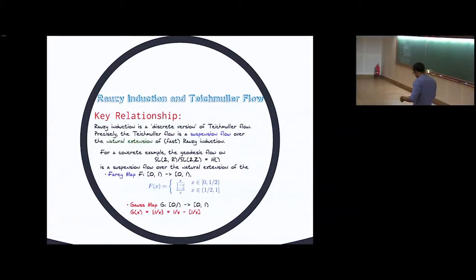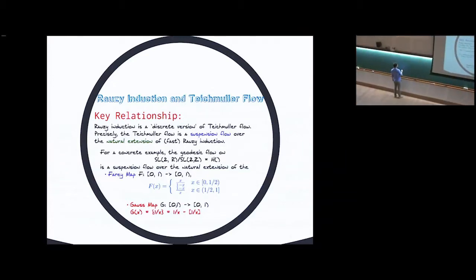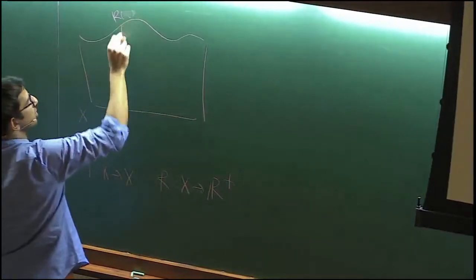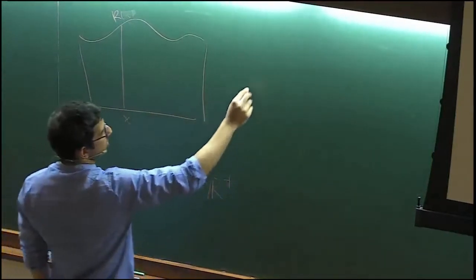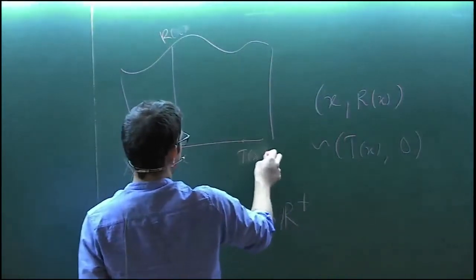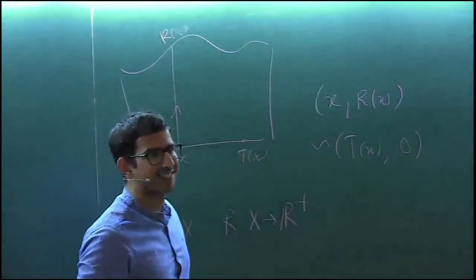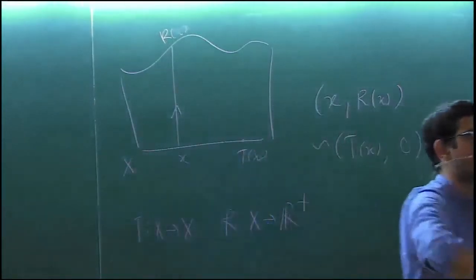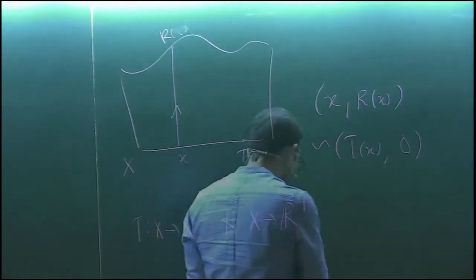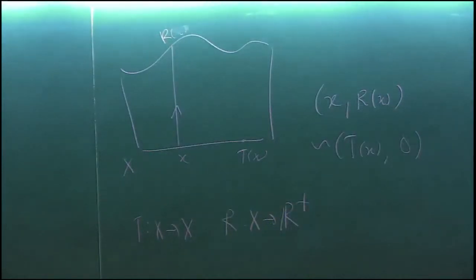What that means is you have a transformation of a space. What's a suspension flow? You have a space X, you have some transformation T from X to X, and you have a function R from X to R plus. So here's X, and R of X is up here. Now for the suspension flow, I identify (X, R(X)) with (T(X), 0), and my suspension flow is I simply flow upwards. So it's the dual construction to taking a first return map. And so the Teichmüller flow is a suspension flow over the natural extension of Rauzy induction. Vice versa, Rauzy induction is the first return map for a Teichmüller flow.